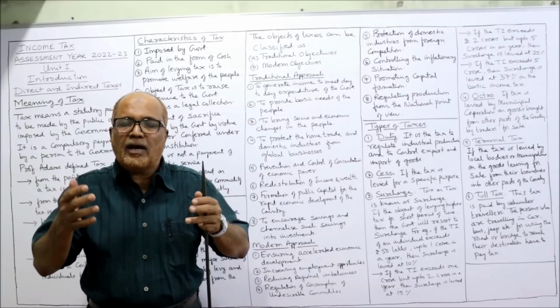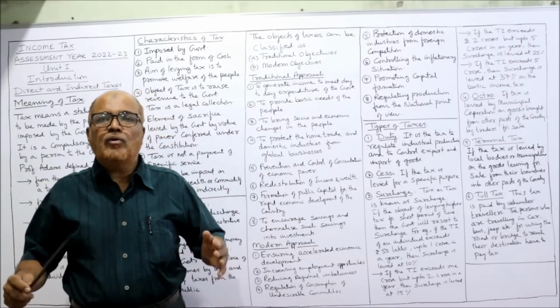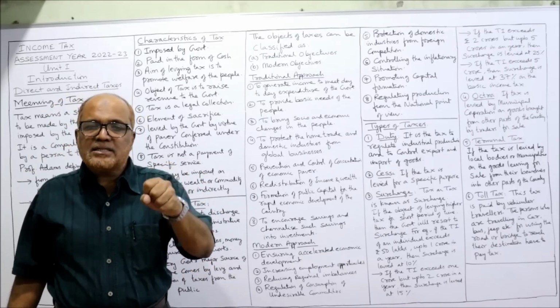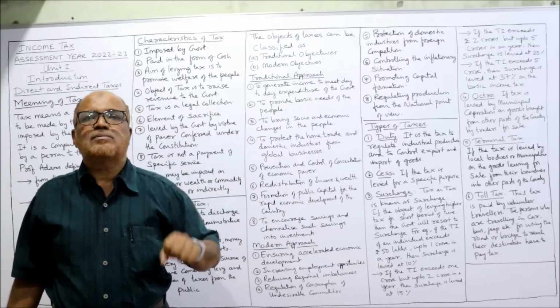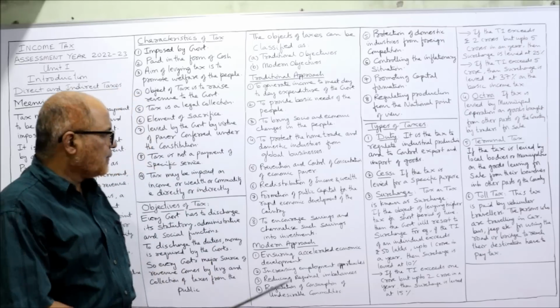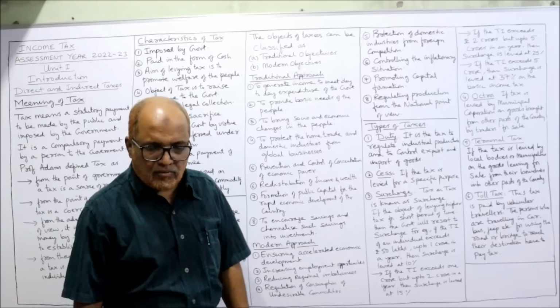The people will earn the money and spend it. In this way, we cannot form the capital without implementing the tax. By collecting the tax, public money, the government will make the investment so that there will be economic development in the country. Next one, to encourage savings and channelize such savings into investments.